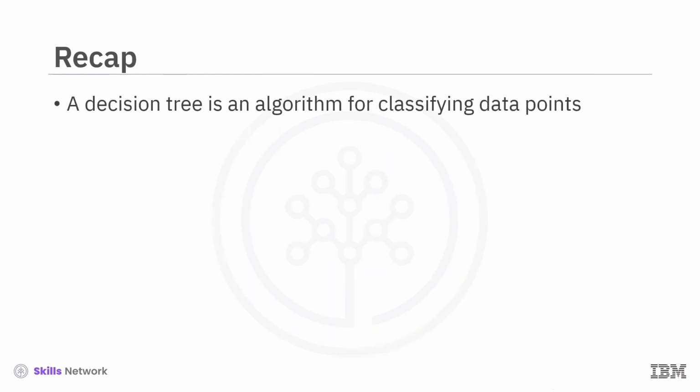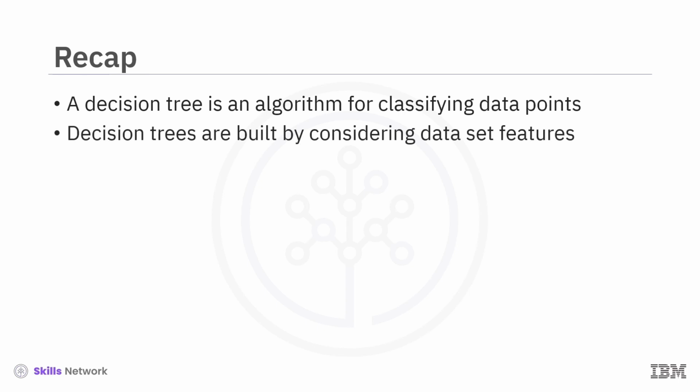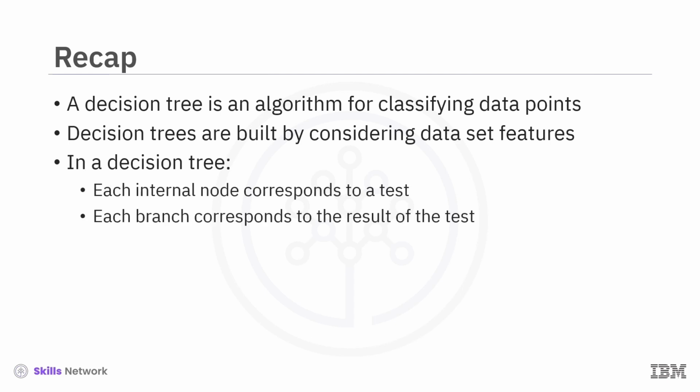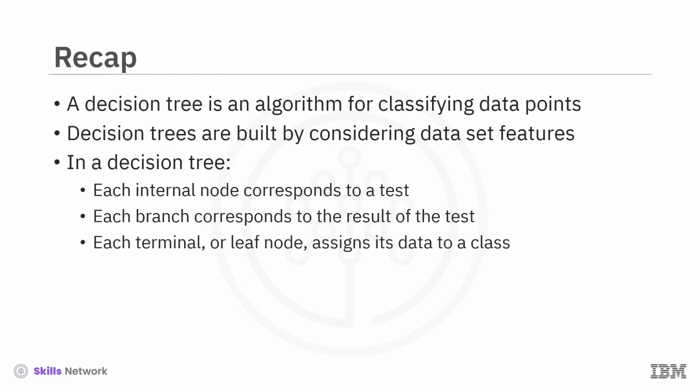A decision tree is an algorithm for classifying data points. Decision trees are built by considering the features of a dataset one by one. In a decision tree, each internal node corresponds to a test. Each branch corresponds to the result of the test. And each terminal, or leaf node, assigns its data to a class.